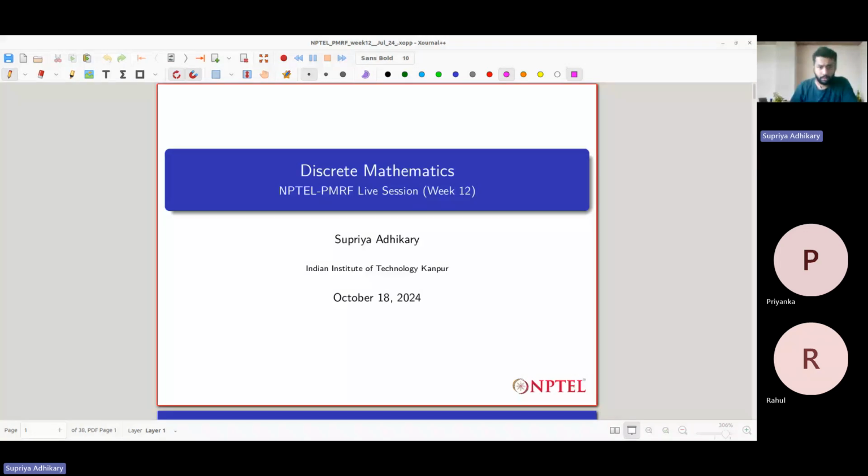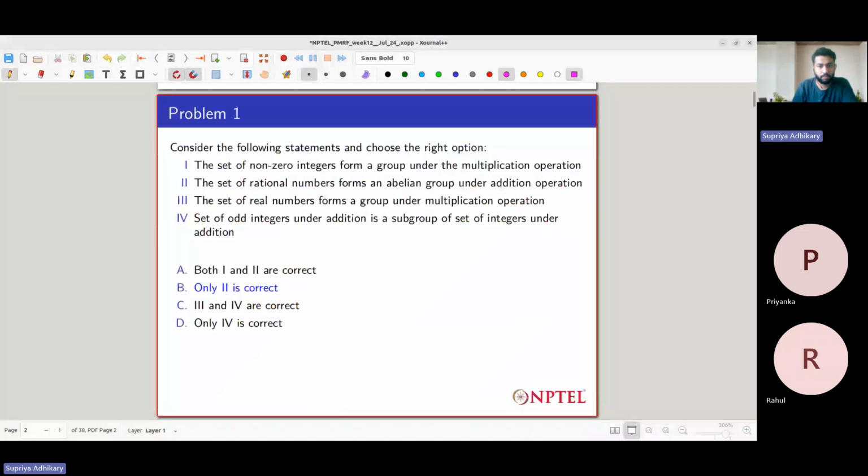Today I will talk about the assignment problems of week 11 and week 12, both of these weeks. Okay, so let's start with problem 1 of week 12. Oh, sorry, this is from week 11.